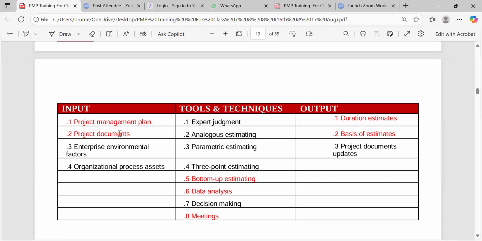Now we have our inputs: the project management plan, the project schedule, the enterprise environmental factors, and the organizational process assets. But we want to estimate those activities we talked about. How long will they last? What is the best way? What are the tools needed? We have about 8 tools showing here.